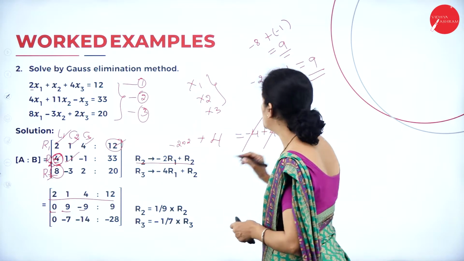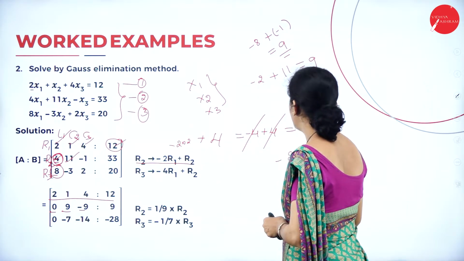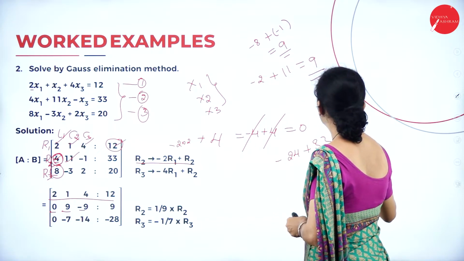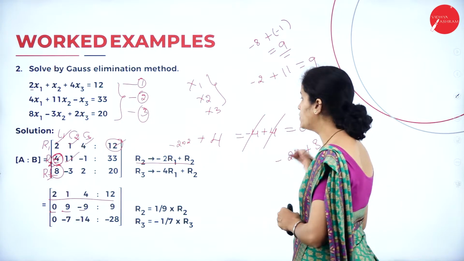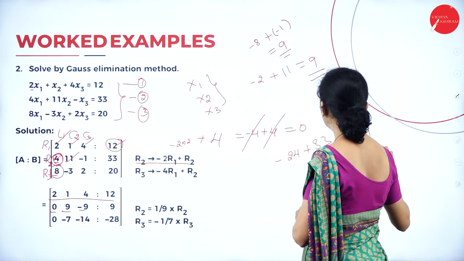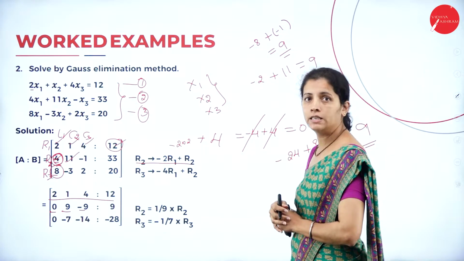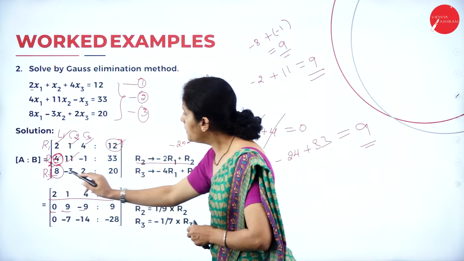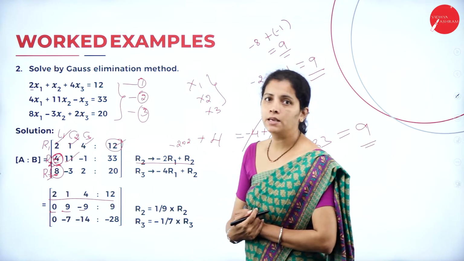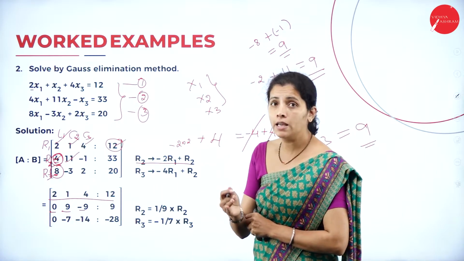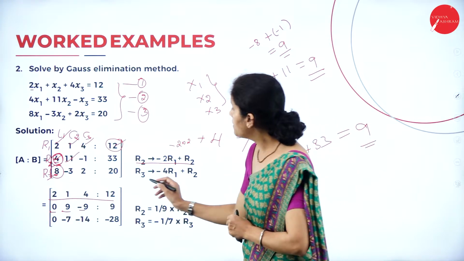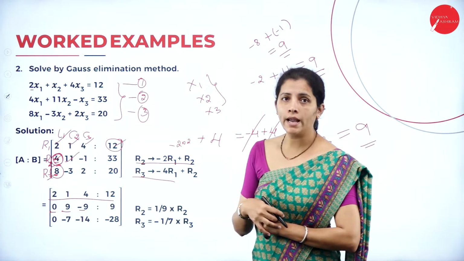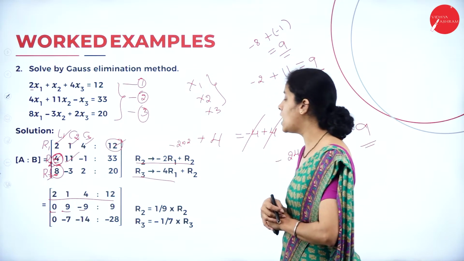12 into 2, that is minus 24, plus R2, 33. So what is the value I'm going to have here? That is 9. Minus 24 plus 33 is nothing but 9. Now I want to make this element, that is nothing but the row 3's first element, 0. So I'm going to have the formula that R3 equals minus 4R1 plus R2.